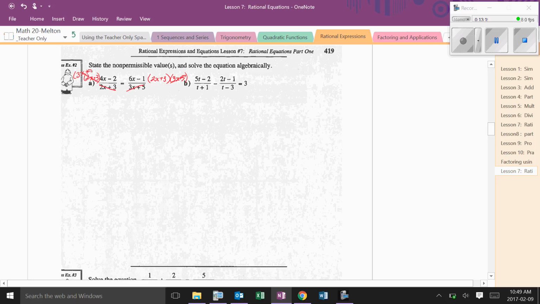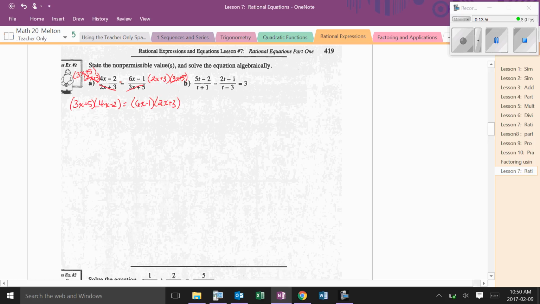So when it comes down to it, what we have is 3x plus 5 times 4x minus 2 is equal to 6x minus 1 times 2x plus 3. And so when people say, hey, you can just cross multiply, the cross products are equal. When we have a proportion, which is a fraction equal to a fraction, or a ratio equal to a ratio, cross products are equal. And that's what works right here.